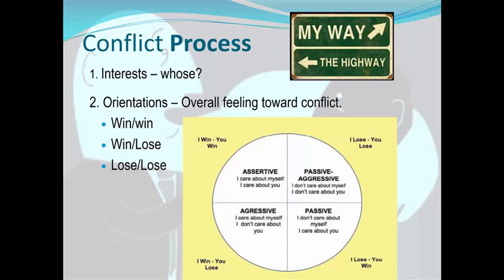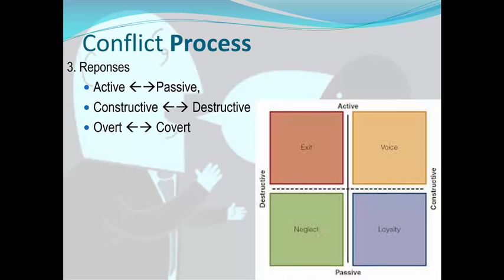So the diagram that I've given you here has a little bit more detail than the one in the book. And notice it also talks about being assertive, and that's a key concept coming out of the chapter that we'll spend some more time with. So the orientations are, what's your overall feeling towards conflict? Then we also have responses to conflict, right? So this is whose interests are involved, this is how I feel towards conflict, how I'm oriented towards it, and this is how I respond to conflict.